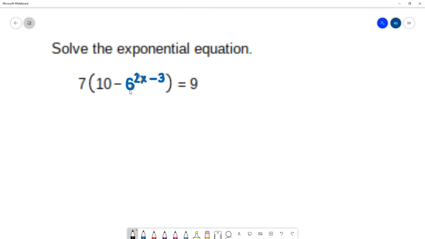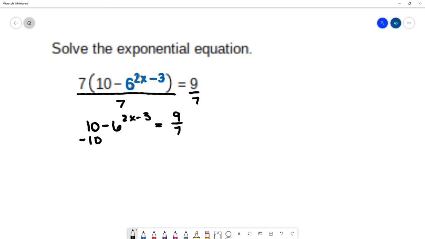So to isolate that exponential, I'm going to have to get rid of these parentheses. I'm going to divide by 7 to get rid of the parentheses, and I have 10 minus 6 to the 2x minus 3 equals 9/7. I'm still working to isolate that 6 to the 2x minus 3, so I'm going to subtract 10 on both sides.